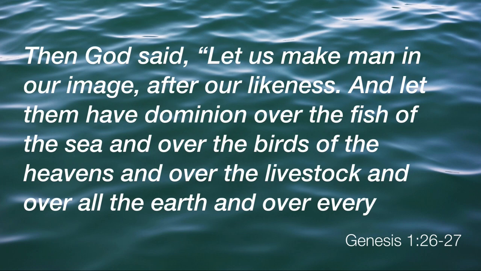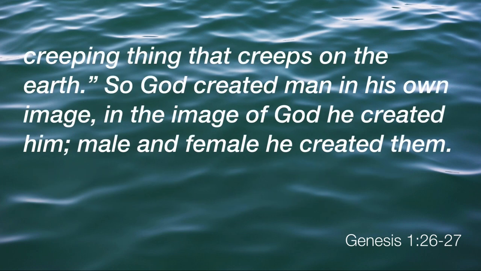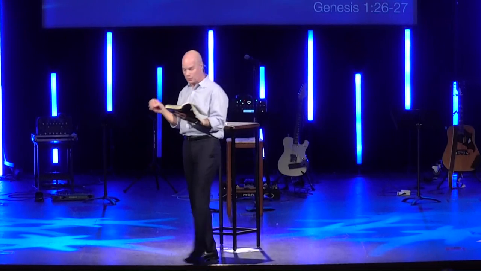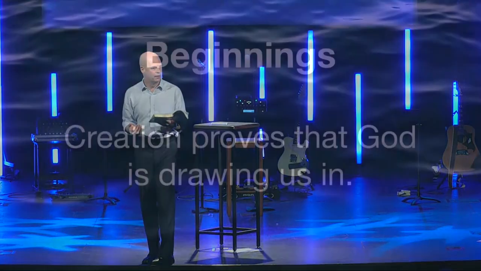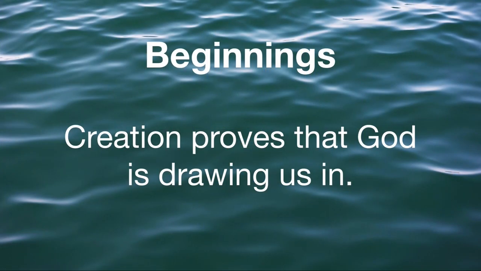And then verse 27. So God created man in his own image. In the image of God, he created him. Here it is. Male and female, he created them. Watch this. He's pursuing us. He is pursuing us in relationship. Look at thirdly, I want you to see, creation proves that God is drawing us in. Creation proves that he desires a relationship with us because watch this, we too are relational beings. We're created in his image. So we too are relational.